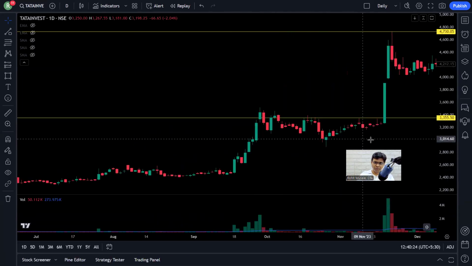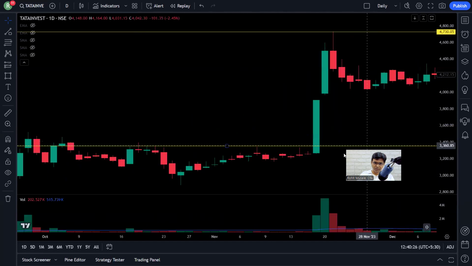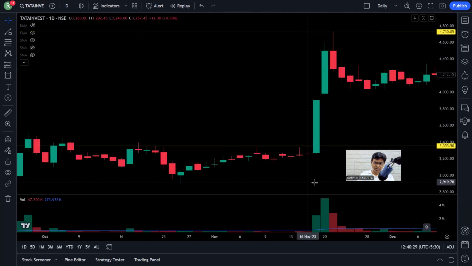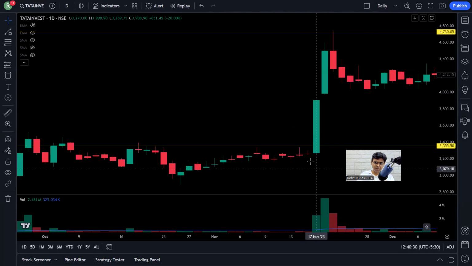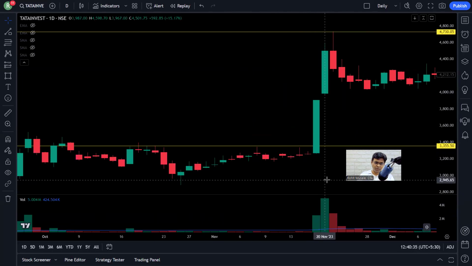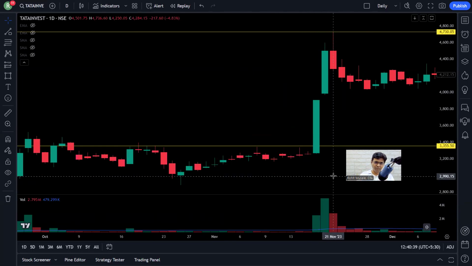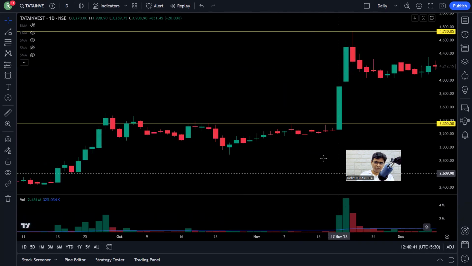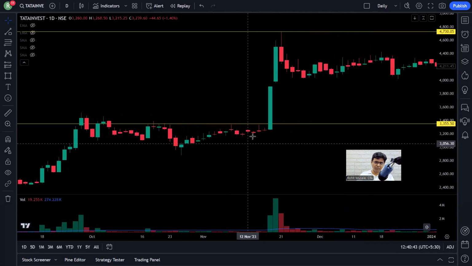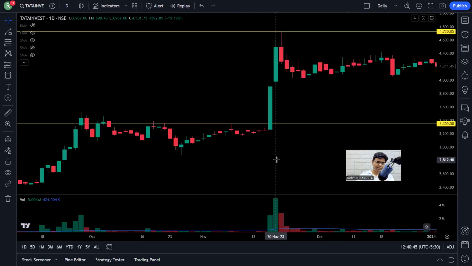Number 7, there should be a mother baby candle inside the base, preferably towards the rightmost part of the base. If you see these two candles, that's a mother baby candle combination. Mother baby means the entire range of this candle between the high and the low is embedded inside the entire range of the previous candle. Whenever that happens, there is a very high probability of a breakout. So remember that if you get a mother baby candle, you should get excited. Maybe there is a breakout likely.